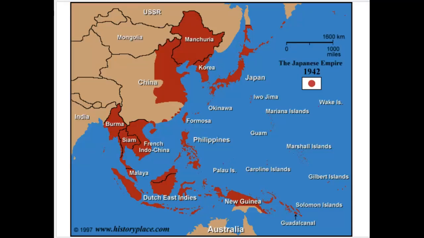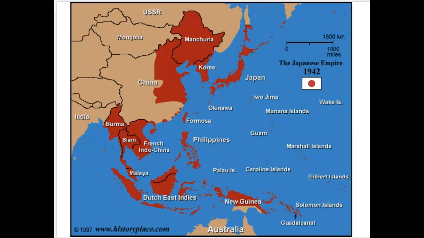Japan's expansion into East Asia began, though, in 1931 with the invasion of Manchuria and continued in 1937 with a brutal attack on China. On September 27th in 1940, Japan signed the Tripartite Pact with Germany and Italy, thus entering into the military alliance known as the Axis powers.